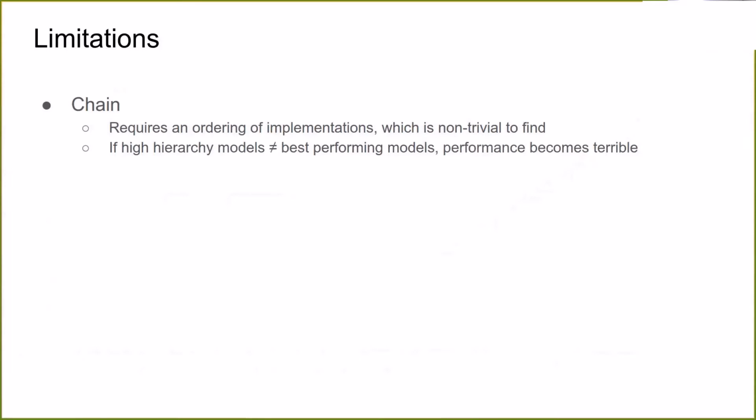It also requires an assumption that, in general, models at the higher hierarchy tend to be the better performing models. If this assumption is broken, so if model complexity or hierarchy has no relation with performance, then the chain algorithm is going to be utterly horrible at finding optimal models, because it's going to completely skip through other models that might be viable and only look at the models that are horrible.